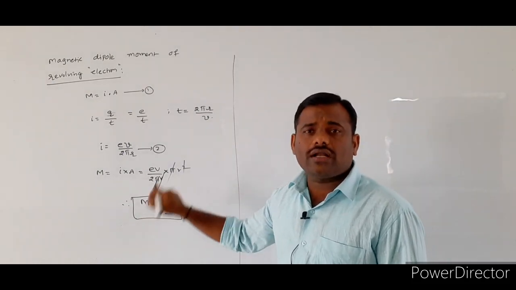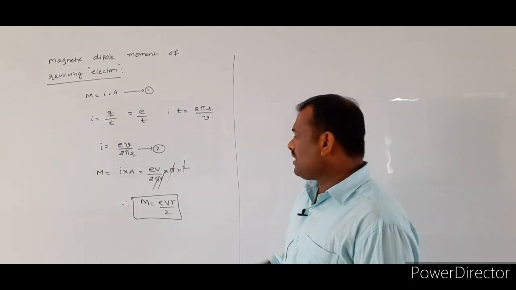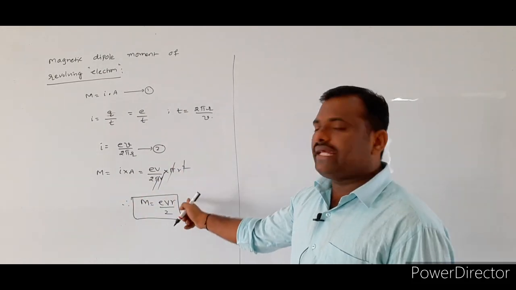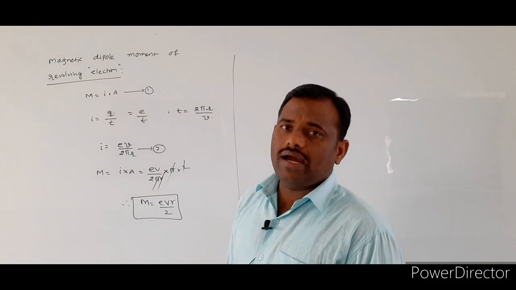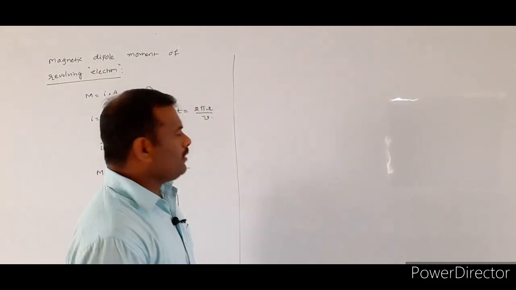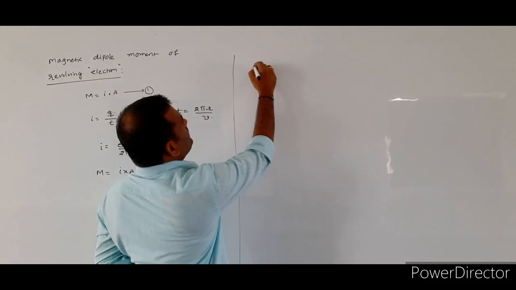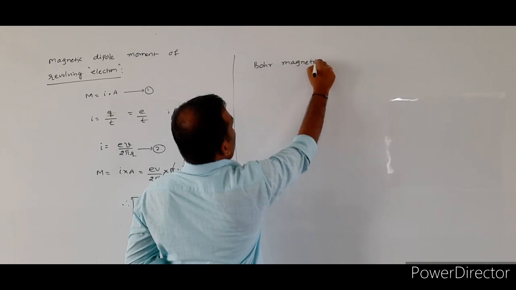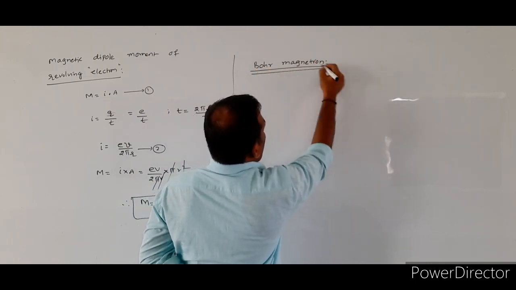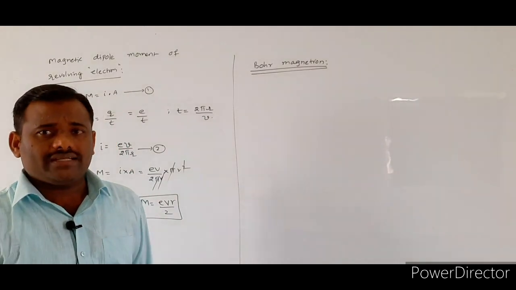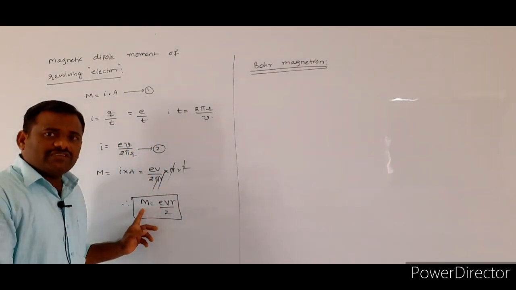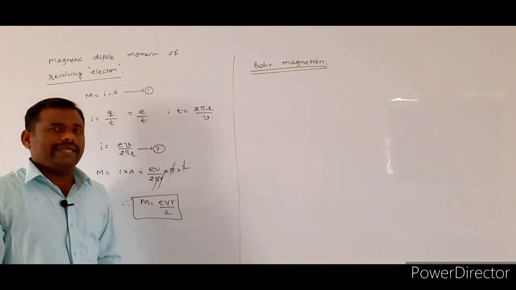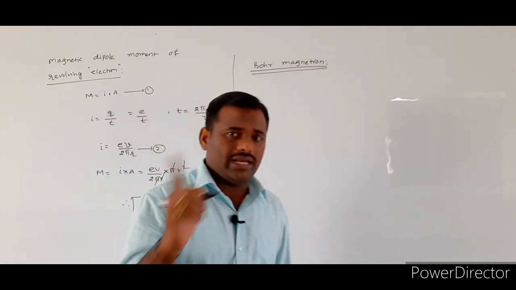E indicates the magnitude of the electrical charge, you know the value. V indicates the speed of the electron in the given orbit. R indicates the radius of the particular orbit while it is revolving around the nucleus. Now one more definition is there, that is Bohr magnetron. So what is meant by Bohr magnetron? You got the expression for the magnetic momentum of the charged particle while it is revolving around the nucleus.